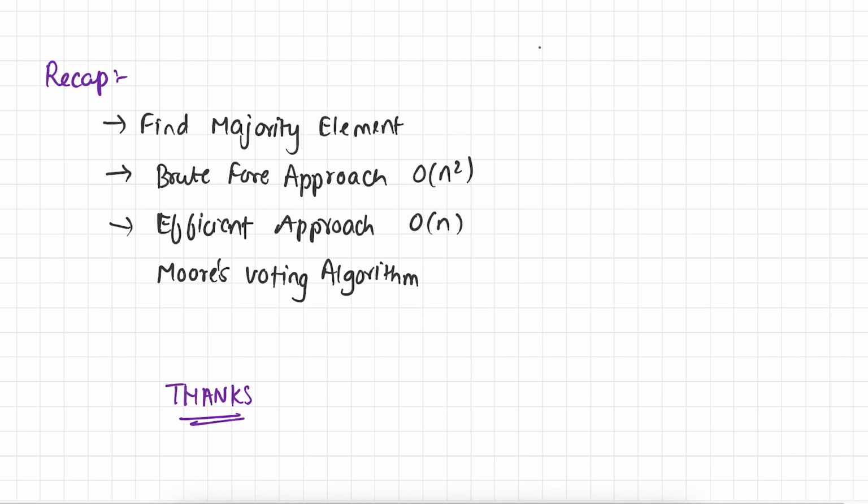To solve this problem, we first saw the brute force approach and the time complexity came out to be big O of n square. After the brute force approach, we saw the efficient approach, and in this approach we used Moore's voting algorithm and the time complexity came out to be big O of n. I hope now you have a solid understanding of how Moore's voting algorithm works and how to find the majority element in a given array using Moore's voting algorithm.